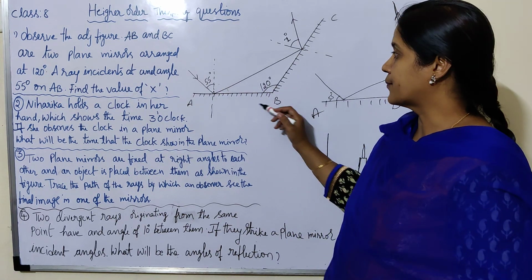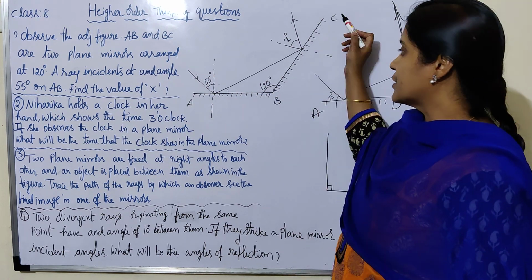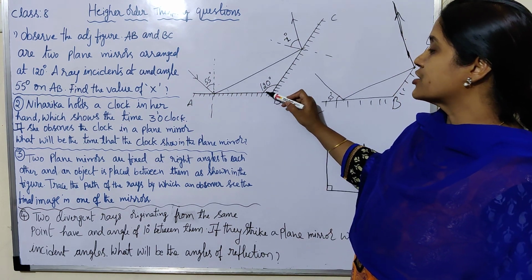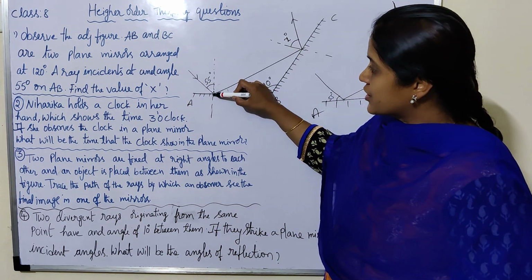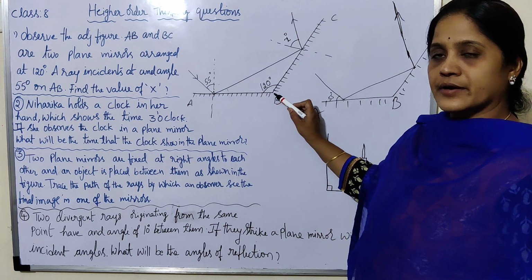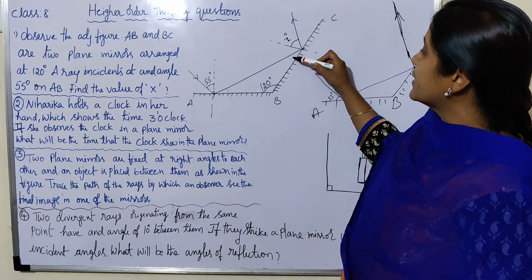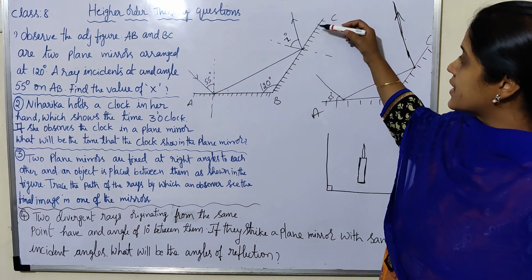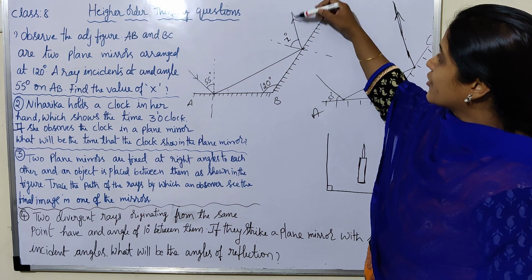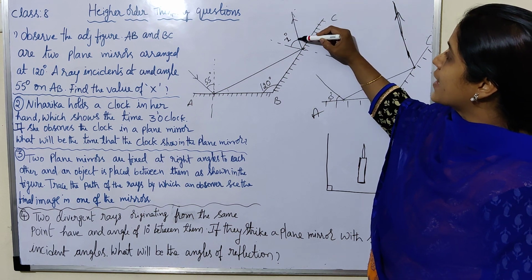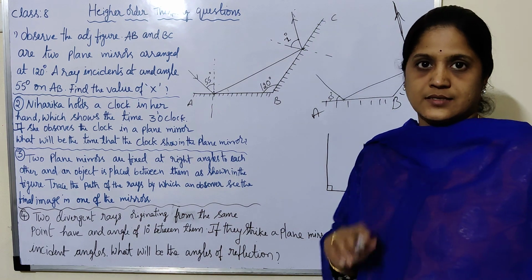Once you see this figure, these are the 2 plane mirrors, AB and BC, attached at an angle of 120 degrees. This ray is incident here at mirror AB, and from this it reflects. From this, again it falls on the mirror BC. Again from the mirror, this is the reflected ray. When it reflects, here it forms an angle. Then you find the angle X. That is our question.